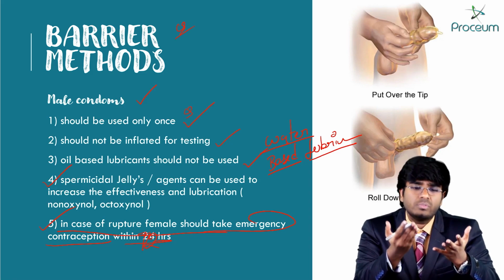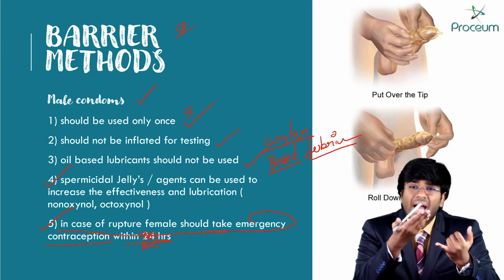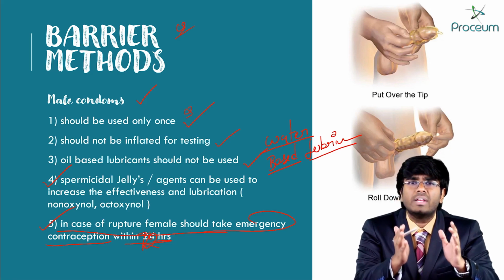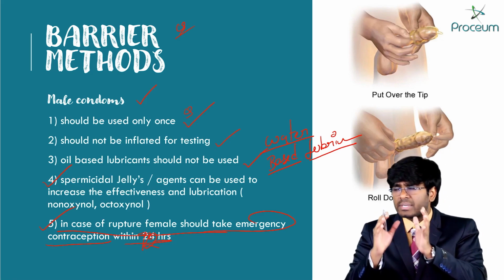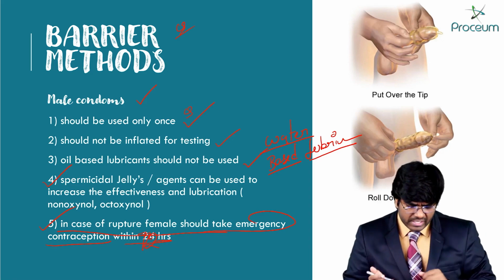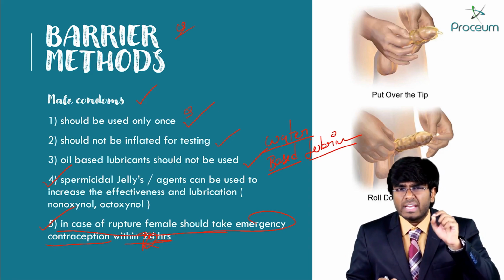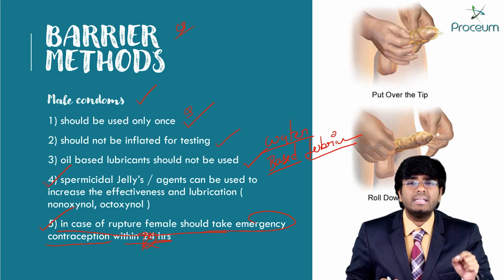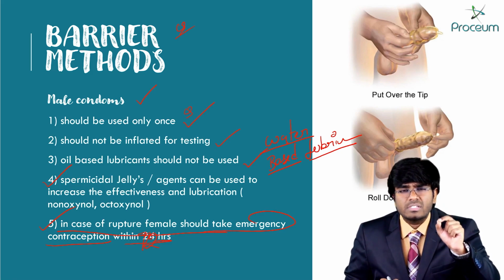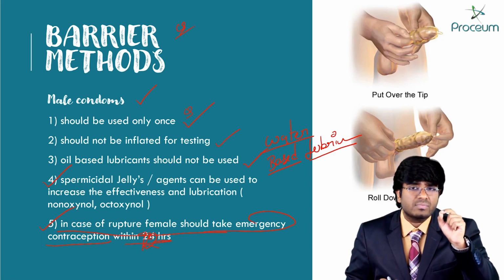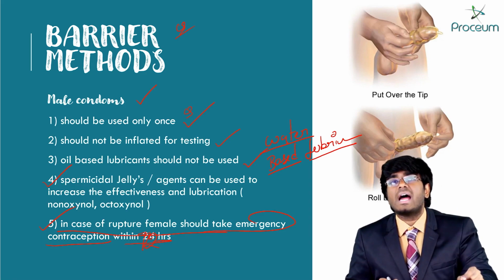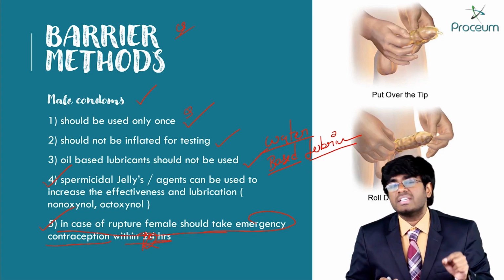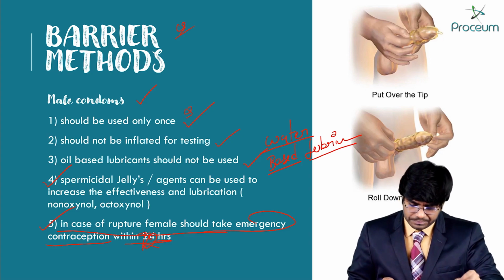I think most of you know it. What is meant by emergency contraception? Pills which contain levonorgestrel 1.5 milligrams. Don't worry even if you don't know, because we will discuss emergency contraceptives in the next videos. So if there is any breakage or slippage of the condom, the female should immediately take emergency contraceptive pills as fast as possible. Along with that, she can keep spermicidal jellies inside her vagina to kill the sperms.